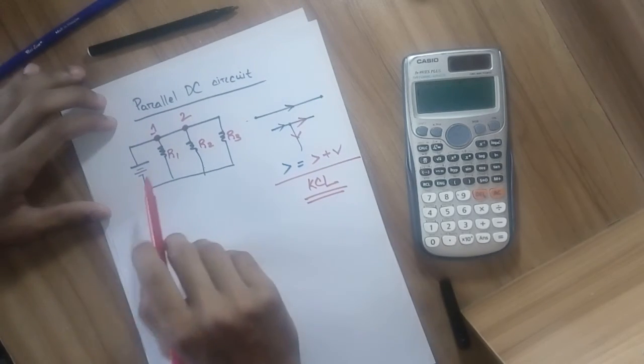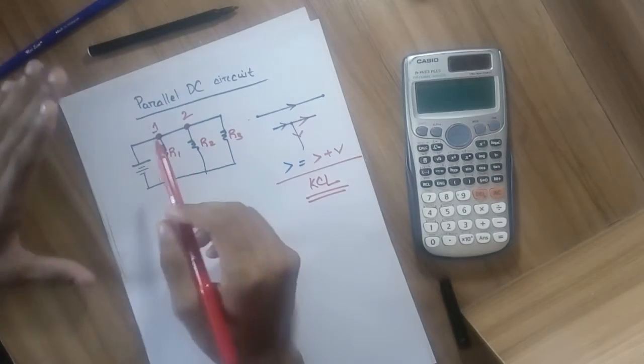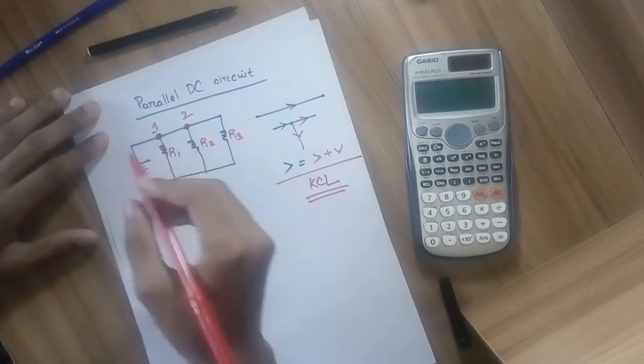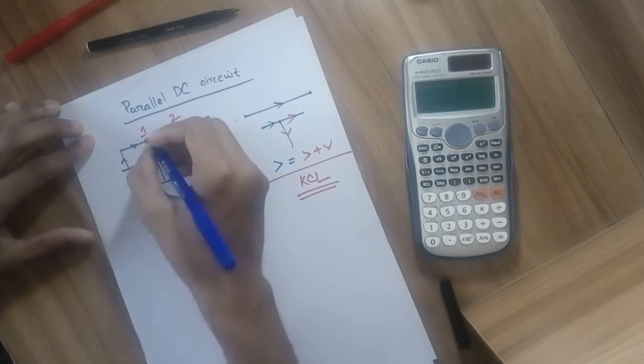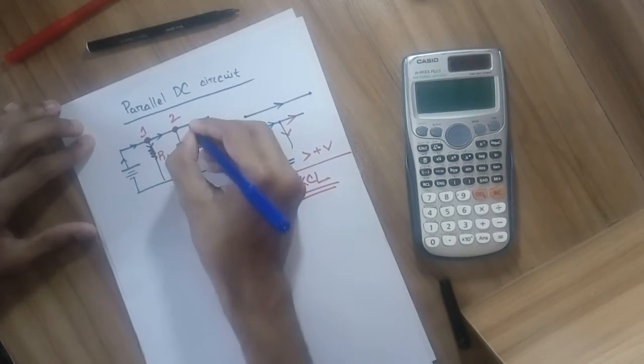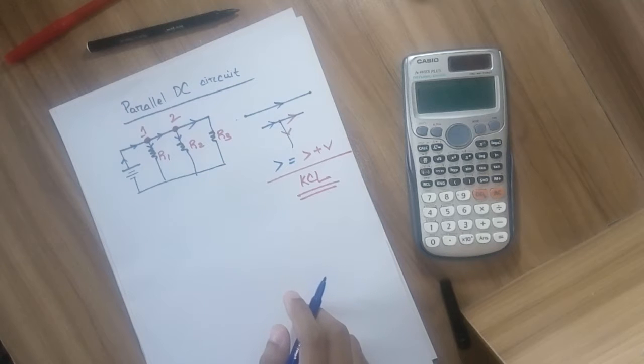Now the point is, on a parallel DC circuit the current is not the same as in a series DC circuit. The current can change, as you can see over here, the current is getting divided and over here too. So on a parallel DC circuit the currents get divided.